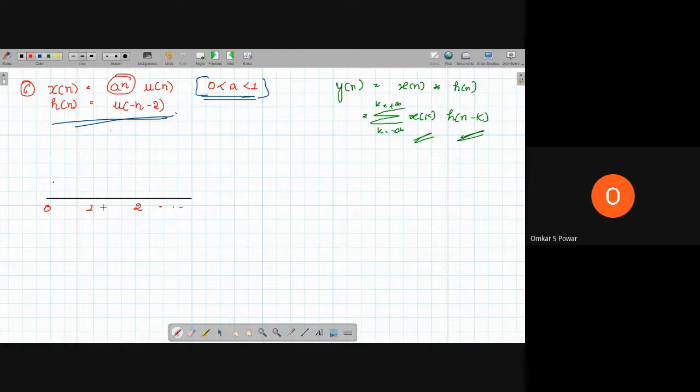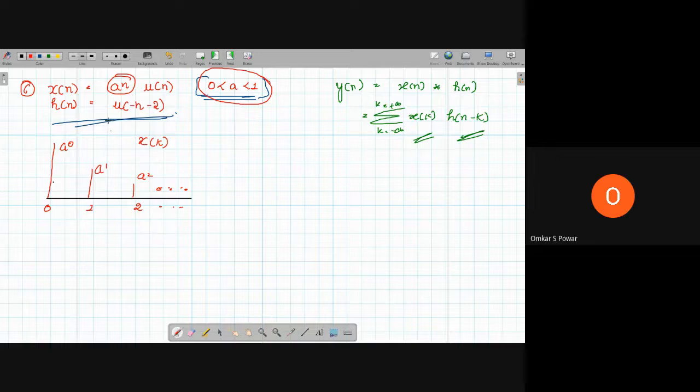So a power 0, a power 1, a power 2. So how does this vary? Like this: a power 0, a power 1, a power 2, and so on. You may say it should go on increasing, but see the value of a, it's a fraction, so it should go on decreasing, because it lies between 0 and 1. So this is your x of k.